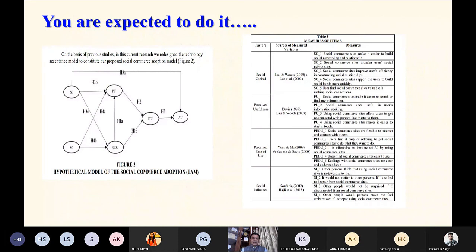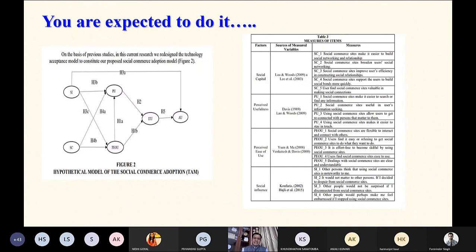Because different scales have been developed by different persons, whatever scale we use, we have to provide detailed information about whose scales we are using. For example, in this model I have been talking about the technology acceptance model, the TAM model, used by us in social commerce, in S-commerce. The different factors used by us were social capital, perceived usefulness, perceived ease of use, and social influence.